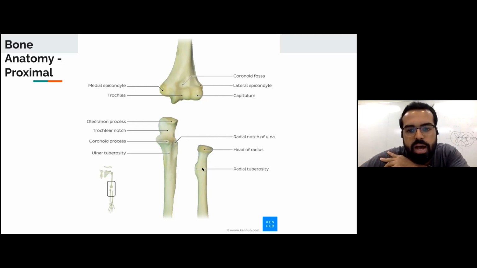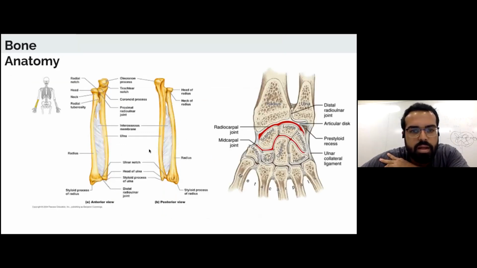And then the radial tuberosity on the radius is just this little notch. It's going to go into the radial notch of the ulna, and the radius proximally is going to articulate with the ulna and the humerus bones. So there's three bones at the elbow, and that's sort of where we're at.